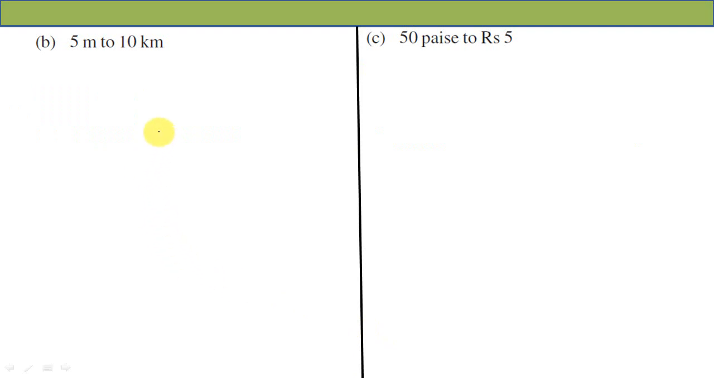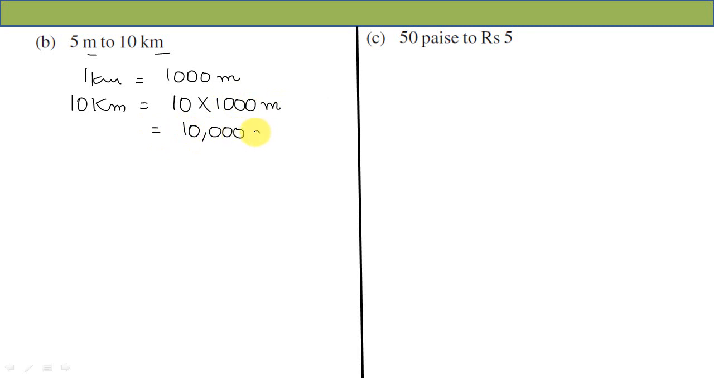Now let's see its B part, where you need to find out the ratio of 5 meter to 10 kilometer. Here the units are not same. One is in meter and the other one is in kilometer. So let's convert. We can convert the kilometer into meter. It is easy. We know that 1 kilometer is equal to 1000 meters. So 10 kilometer is equal to 10 into 1000 meter, which will be 10,000 meters.